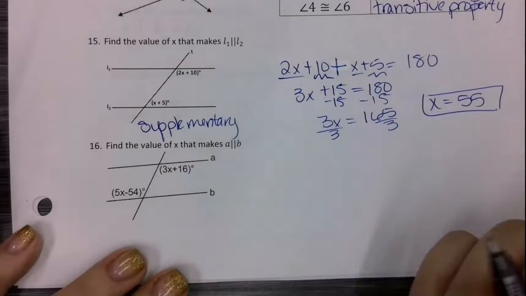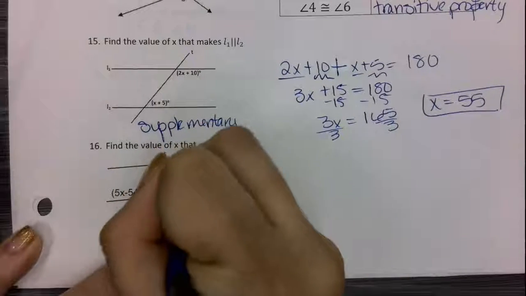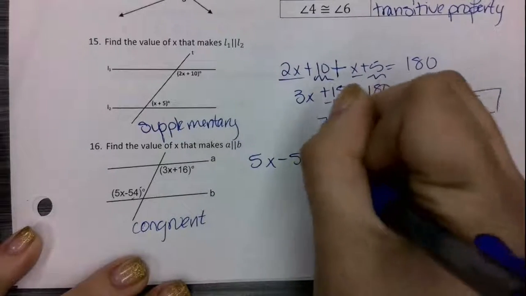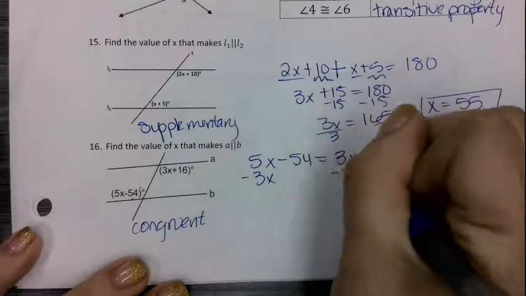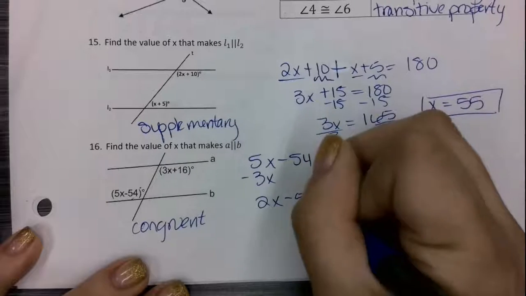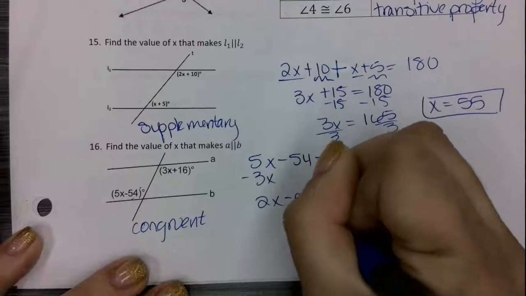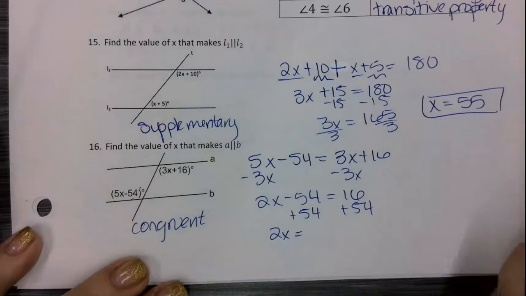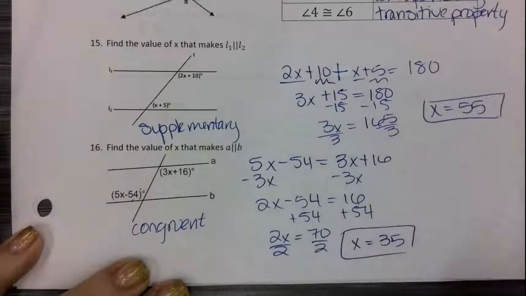I want to do the same thing for number 16. These are alternate interiors, so they're congruent. I'm going to set them equal to each other. So I have 5x minus 54 equals 3x plus 16. I want to subtract 3x on both sides. And I have 2x minus 54 equals 16. Then I add 54 to both sides. And I get 2x equals 70. I divide by 2. And I get x equals 35.